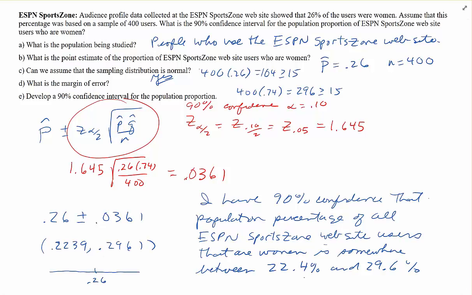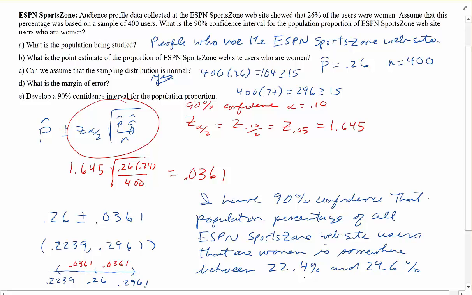And with a margin of error of 0.0361, under 90% confidence, the population percentage of all ESPN Sports Zone website users that are women is somewhere between 0.2239 and 0.2961, or 22.4% roughly and 29.6%.